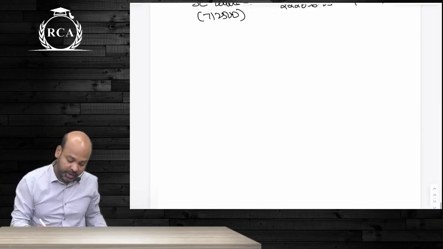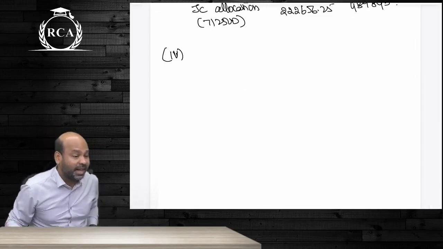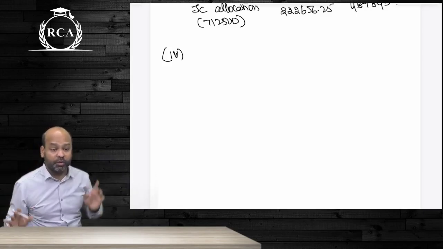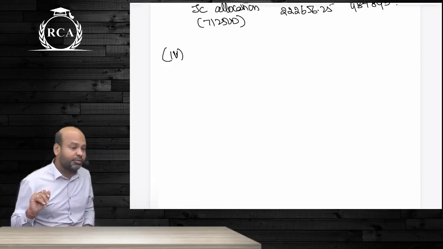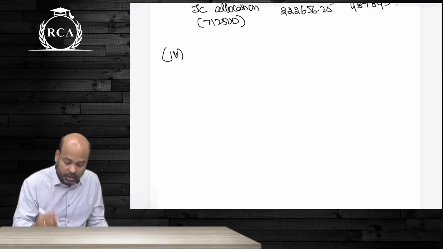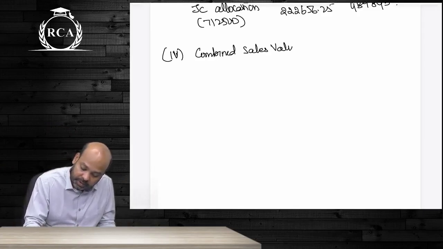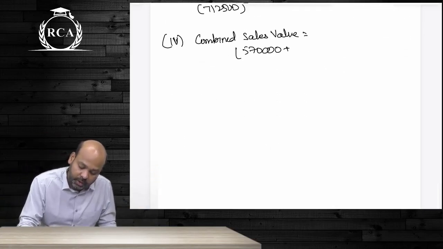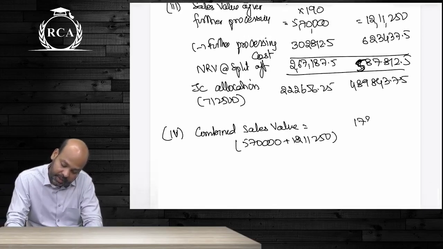Now, guys, please pay attention. Fourth bit. Mark that as important. Constant gross margin percentage, NRV. Constant gross margin means both the products should have the same gross profit ratio. When both the products should have the same gross profit ratio, you should first compute company-wise gross profit. Combined sales value will be this 5,70,000 that you wrote plus 12,11,250, which will become 17,81,250.